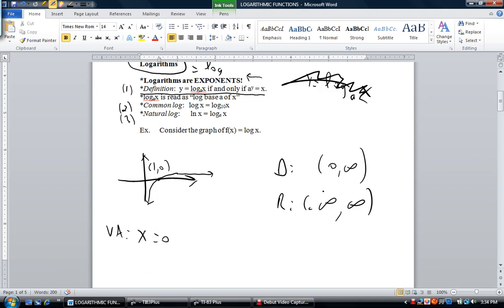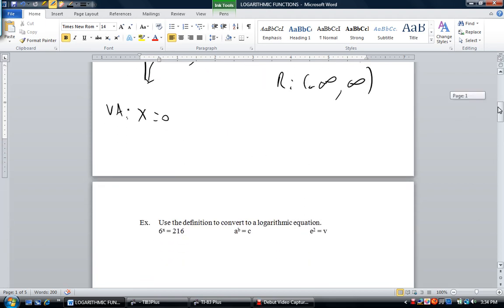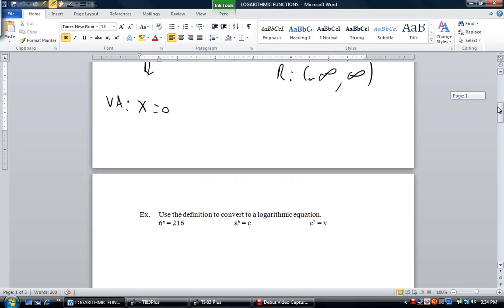So, with that, in summary, the domain is from 0 to infinity. 0 and negative numbers are not included in the domain. That's a big deal. Range is negative infinity to positive infinity. It does have a vertical asymptote at x equals 0, and the point 1, 0 is on the graph. So now let's look at some examples involving the definition.